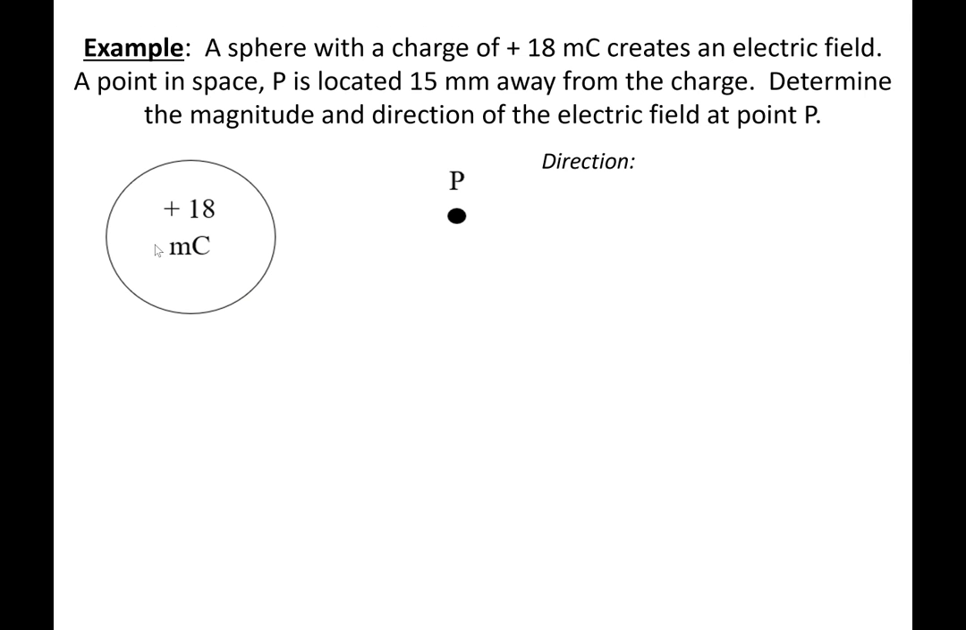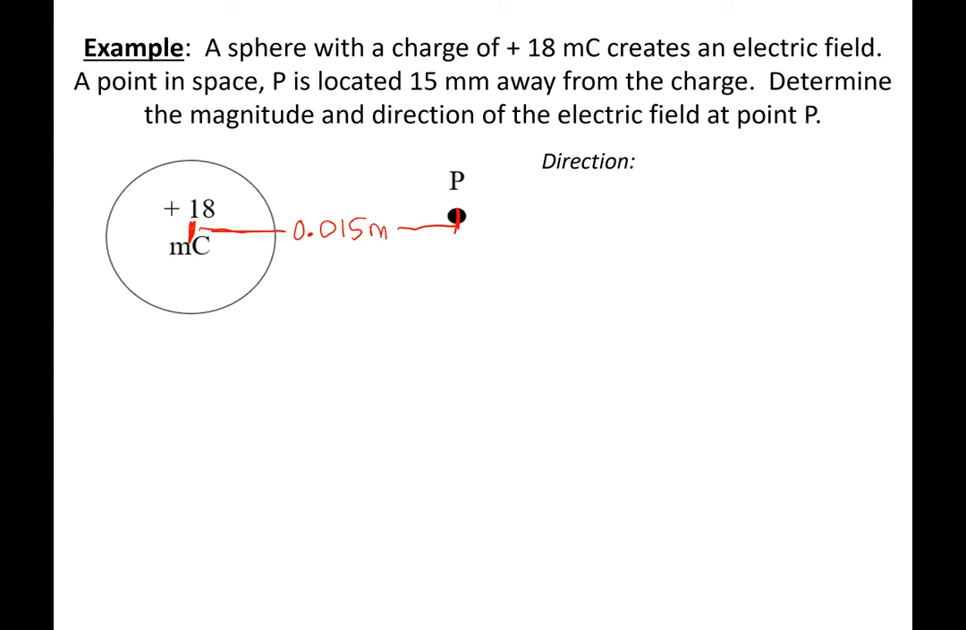We have a sphere of charge that is a positive 18 millicoulombs that creates an electric field. There's a point in space, P, and it's located 15 millimeters away from the charge. So the distance from the center of the positive charge to P is our 15 millimeters. We don't want that in millimeters. We always want this in meters. So that distance is 0.015 meters.